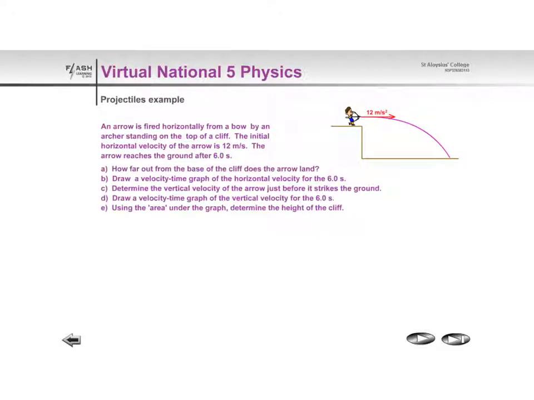Our example, right, an arrow is fired horizontally from a bow by an archer standing on the top of a cliff. The initial horizontal velocity of the arrow is 12 meters per second, and the arrow reaches the ground after 6 seconds. And then we've got these 5 bits to go through. Okay, and it's always worthwhile being clear in your head, is this to do with horizontal, is this to do with vertical?